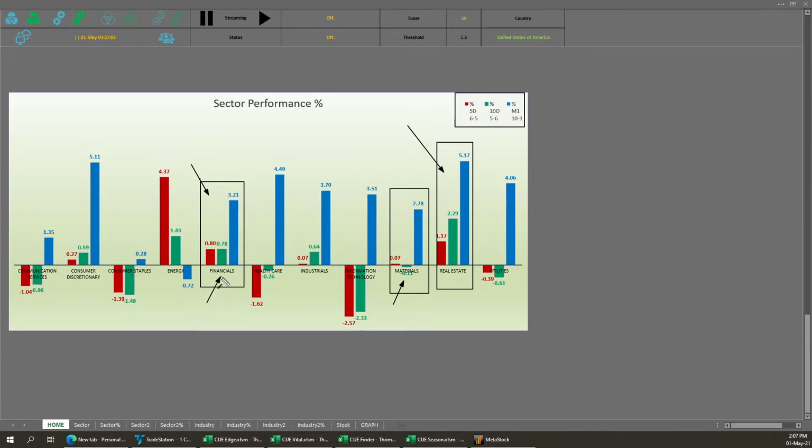That may be true about financials. We'll look at that later. If I remember, I'll come back to financials and materials and explain how the sector industry rotation could help us avoid buying at the top.